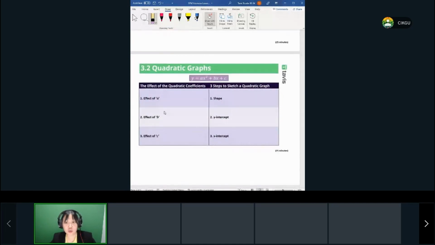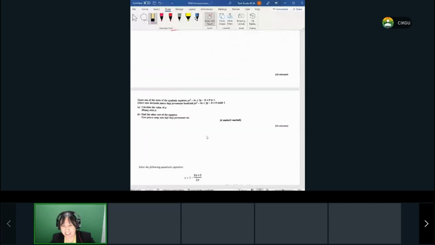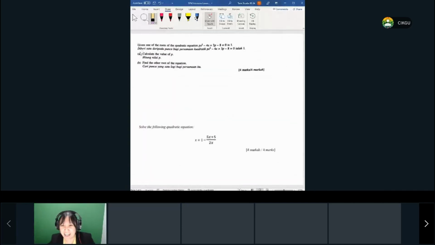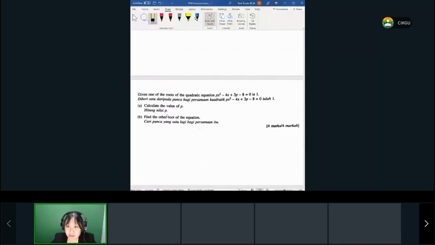Quadratic graphs. They ask you to draw the graph. They ask you what is the effect of A, B, and C. This is another portion, so we'll do half an hour each. Half an hour is actually very fast, so let's speed up a bit. So, reminder, what is a quadratic function?